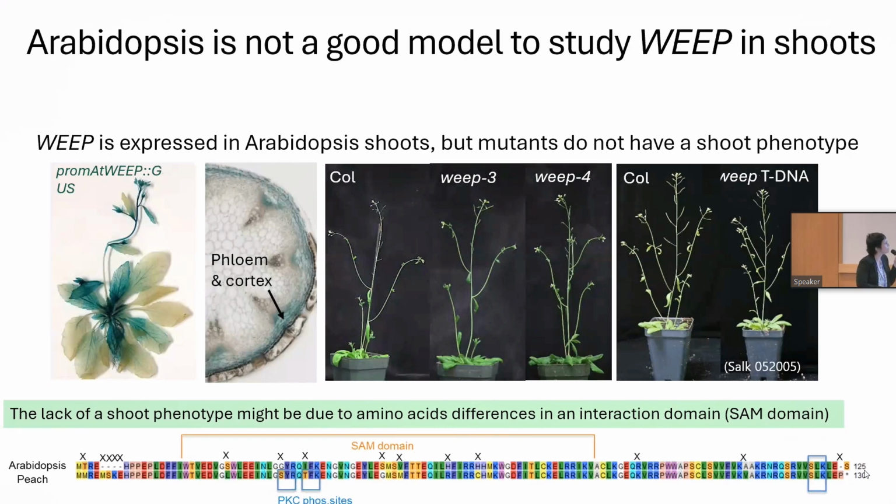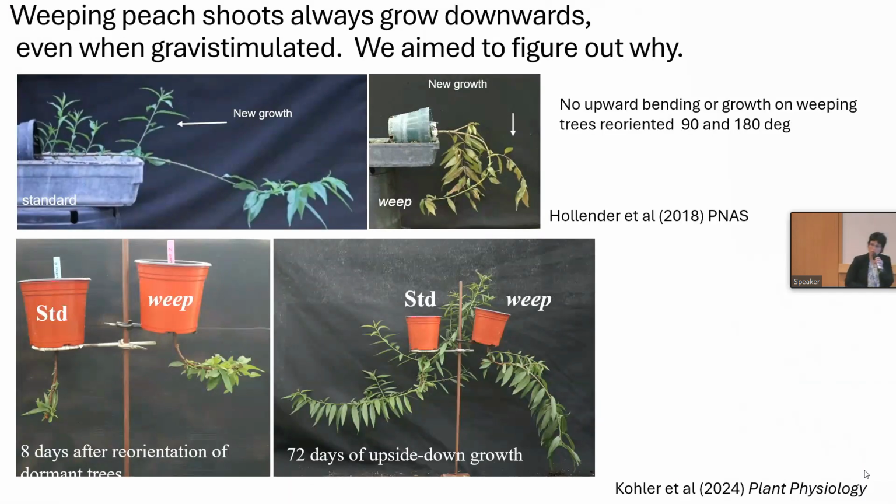It also might have to do with 7 different mutations in the SAM domain, despite this protein being very highly conserved across plants. Brassicaceae have mutations in the SAM, and some of these are where there are phosphorylation sites. So we've been studying it in peach for many years. So they always want to grow downwards, and the same is true if you gravity stimulate them. So they do not have a normal shoot gravitropism response.